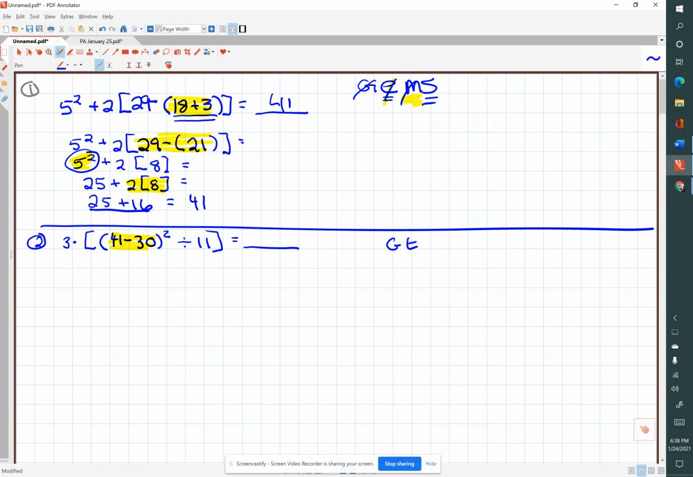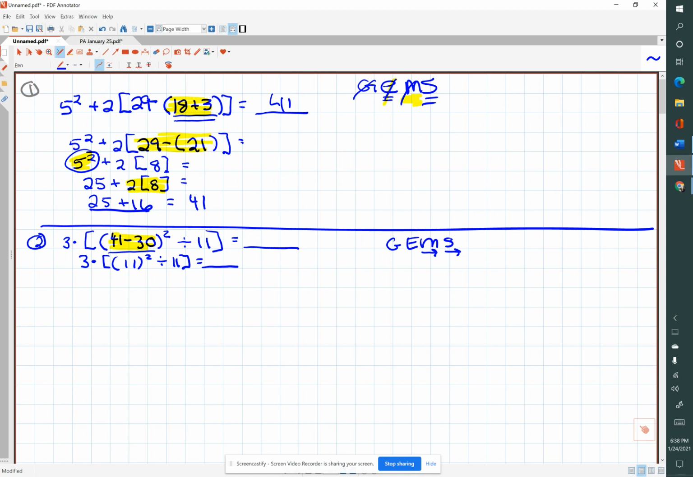GEMS: grouping symbols, exponents and radicals, multiplication and division before subtraction and addition. These you work from left to right. So 41 minus 30 is 11. So we have 3 times 11 squared divided by 11, close the bracket, equals.